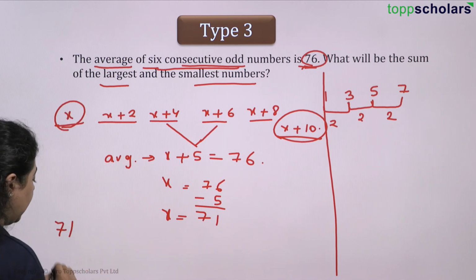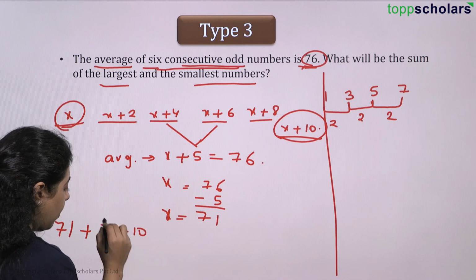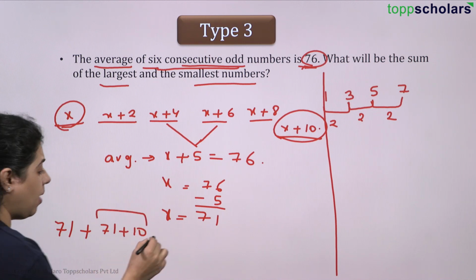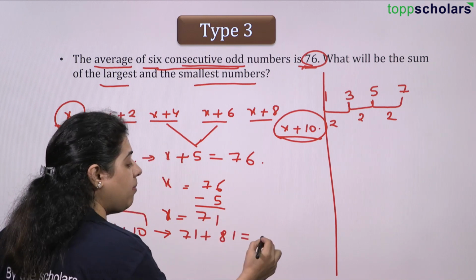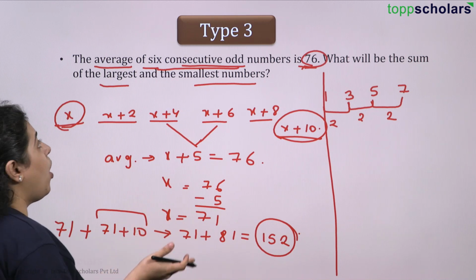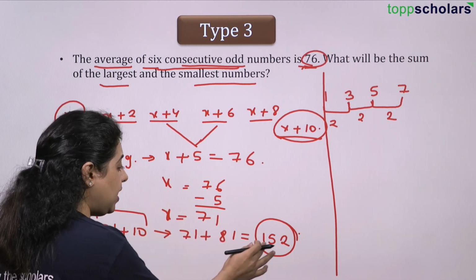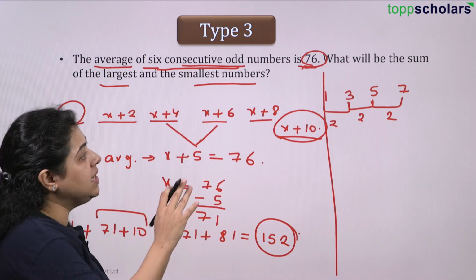It will be 71 plus 71 plus 10. 71 plus 10 is nothing but 81. Right? So what we have to do is 71 plus 81. 71 plus 81 gives 152. So we understand that the sum of the largest and the smallest number is 152 when the average of 6 consecutive odd numbers is 76.